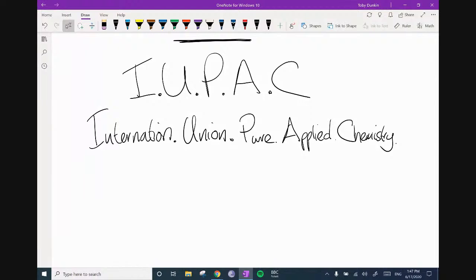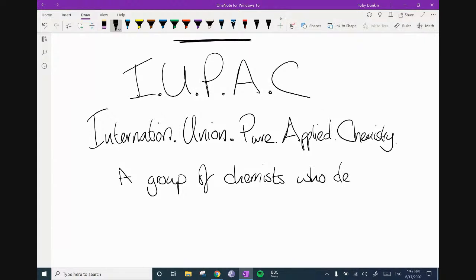Now, these people, in fact, a group of chemists, who created the rules of naming compounds.